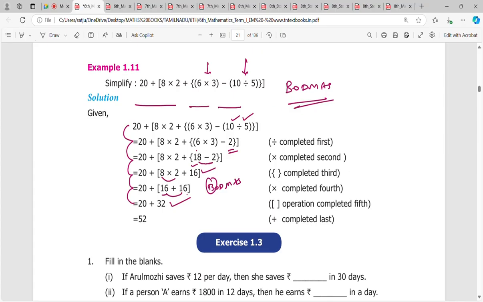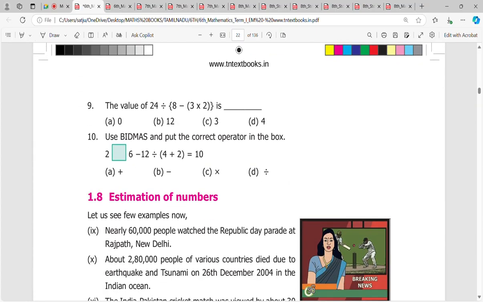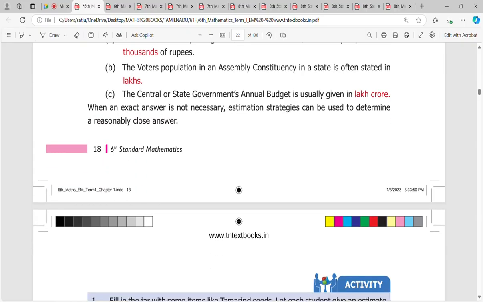Next here, nothing else is required. This estimation and all is not required.